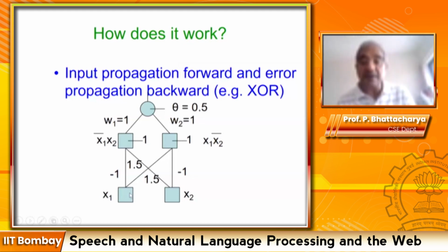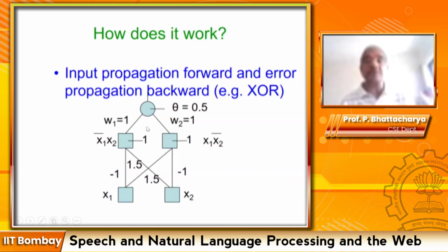So when I give these input values here, there are 4 possible input values: 0,0; 0,1; 1,0; 1,1. I expect the output to be 0, 1, 1, 0. Okay, and I initialize the weight values here in the neural network, give the input, observe the output, find that there is a difference in the output from the target, backpropagate that error, change the weight values accordingly, and go on doing this iteratively.